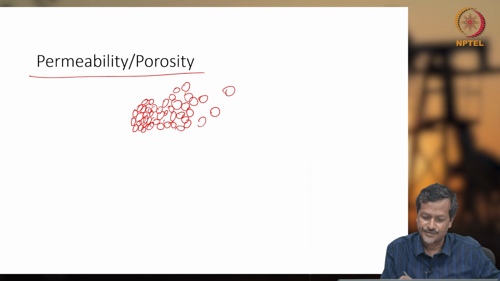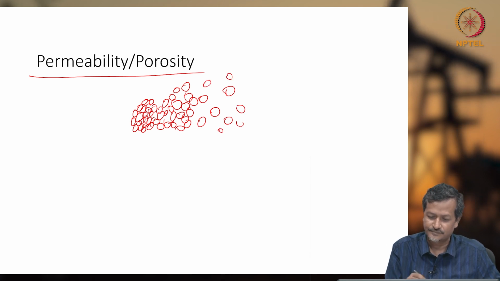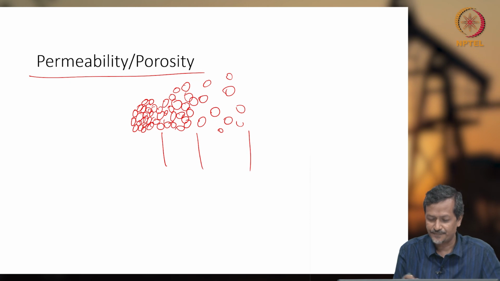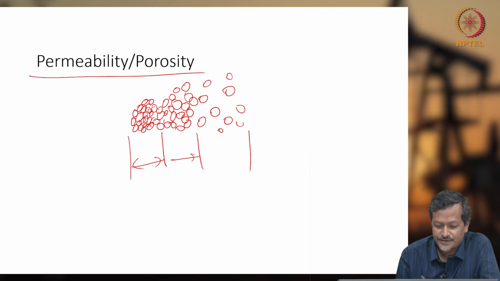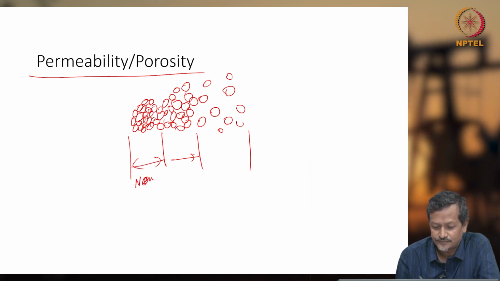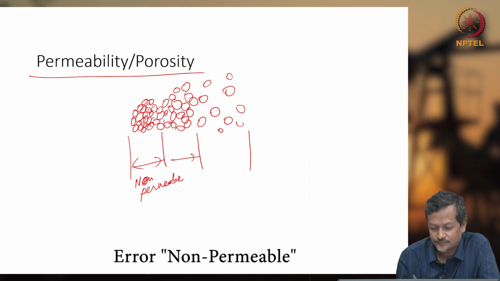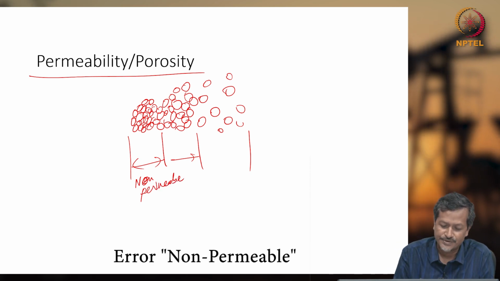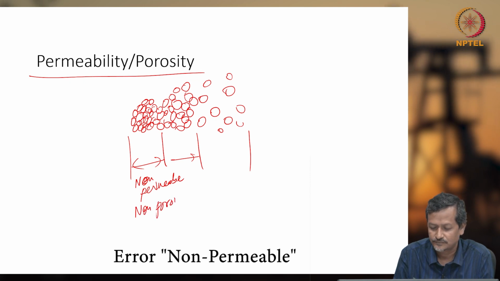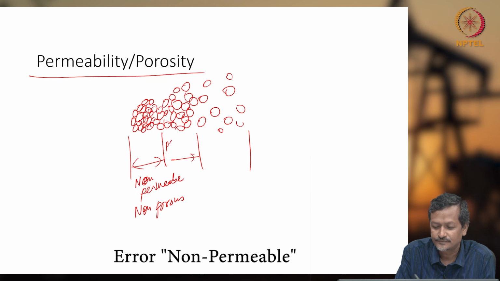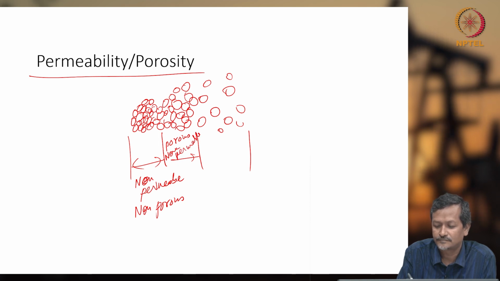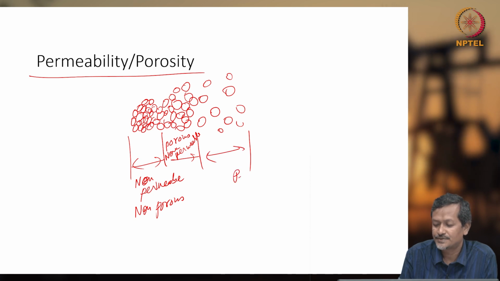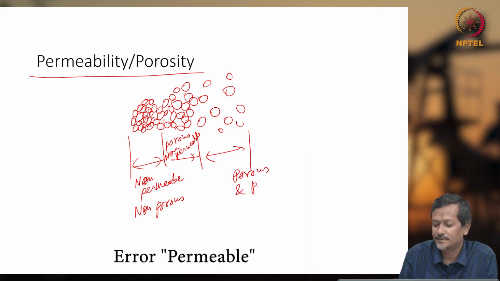And another is there like this. So I have three sections, 1, 2, 3. Okay, so this first part, you can see this is non-permeable and non-porous. This one is porous but non-permeable. This is porous and permeable.